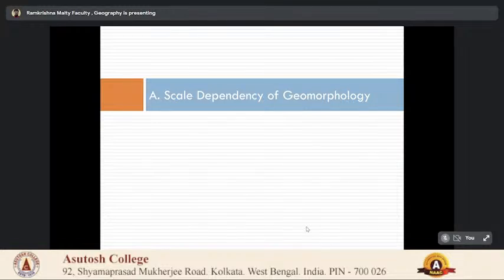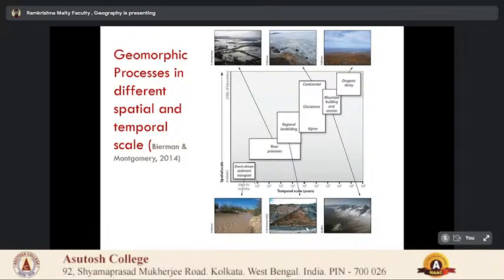We know there is a close relation between process and forms. Fluvial process develops its own set of landforms. Aeolian process develops its own set of landforms. So this is our basic understanding about the process-form relationship. Okay. Now you see, there are landforms of various scales. So these are small scale landforms, small sediment rills or sedimentary structures within a drainage basin.